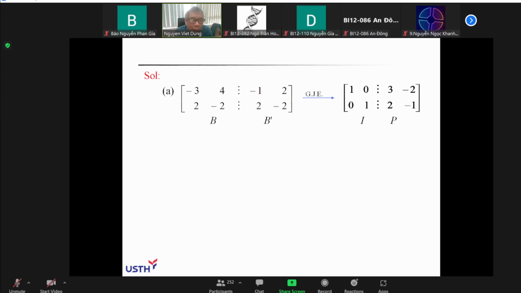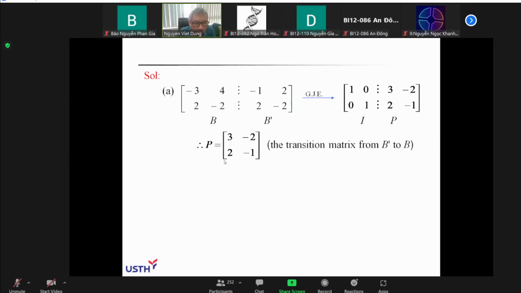The first one is exactly what I explained to you two slides before. That is, we write the first part as B, second part as B prime. Then we apply the Gauss-Jordan elimination. You transform the first part into the identity. Then the second part now became that one. And that one is exactly the transition matrix P.